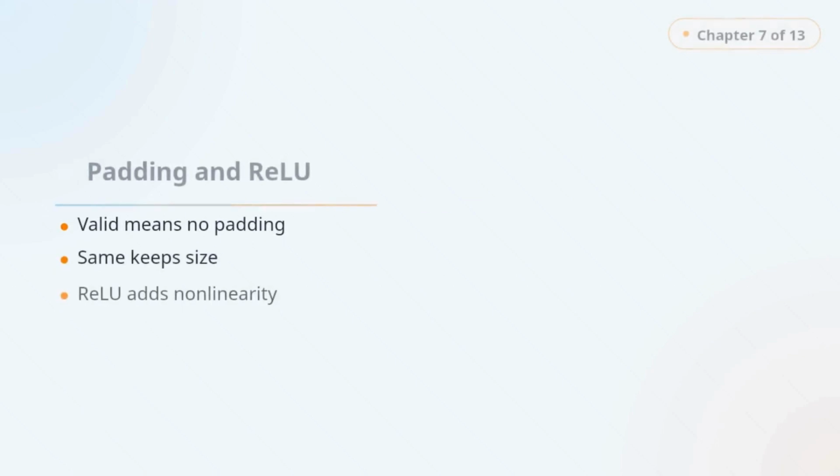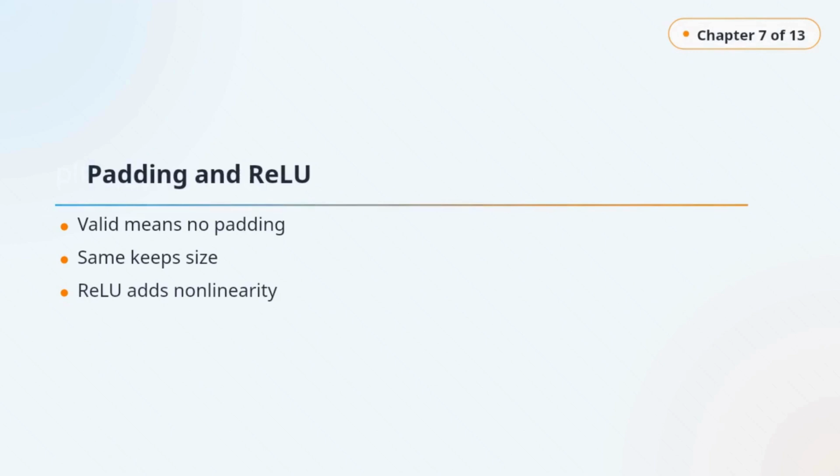Padding comes in different forms. Valid padding means no extra border is added. Same padding keeps the output size equal to the input size. Full padding can even increase the output size. After convolution, a ReLU activation is usually applied, which adds non-linearity and helps the network learn more powerful patterns.